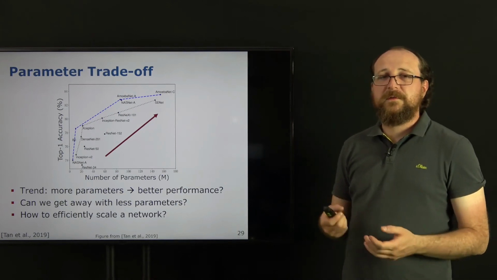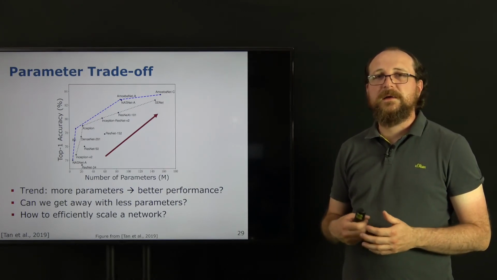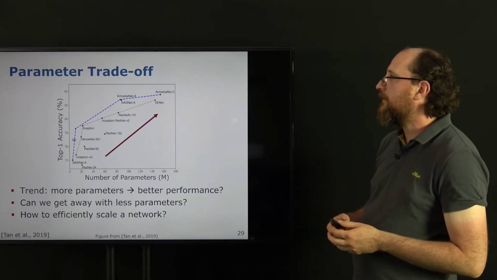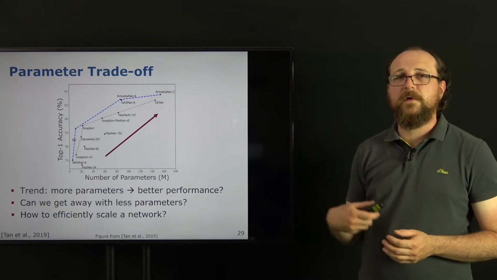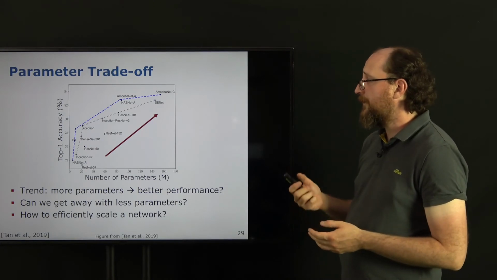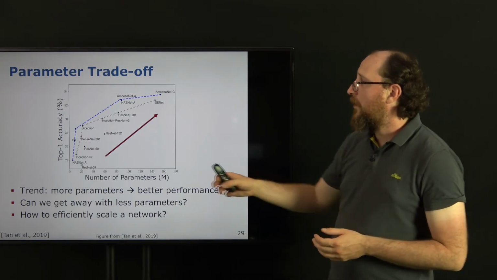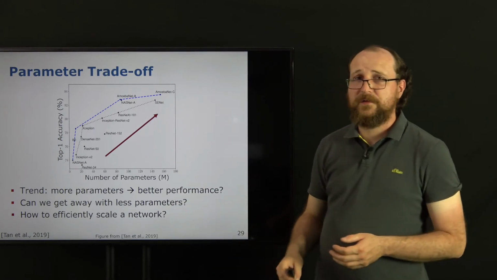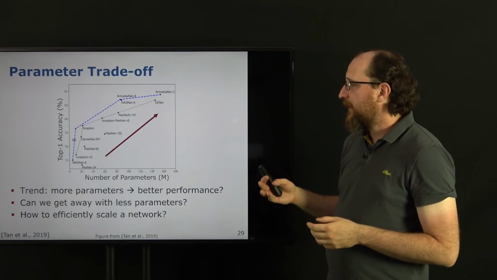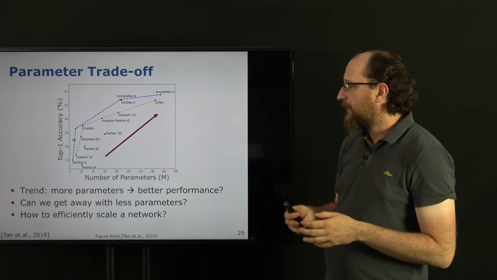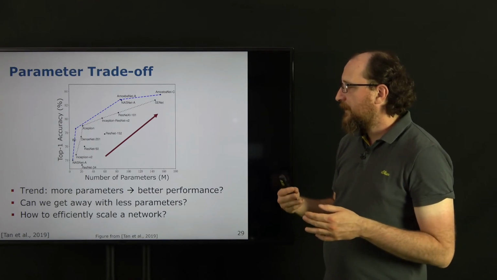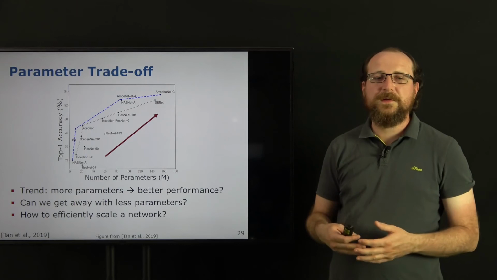And the question that Tan et al. asked themselves is basically, is this really the trade-off that we have to make, so always using more parameters to get better performance, or can we maybe get away with fewer parameters? And how we actually do the scaling, so is it just using more depth or more channels? And this is then the question that was investigated. And the important question here is how to efficiently scale a network.